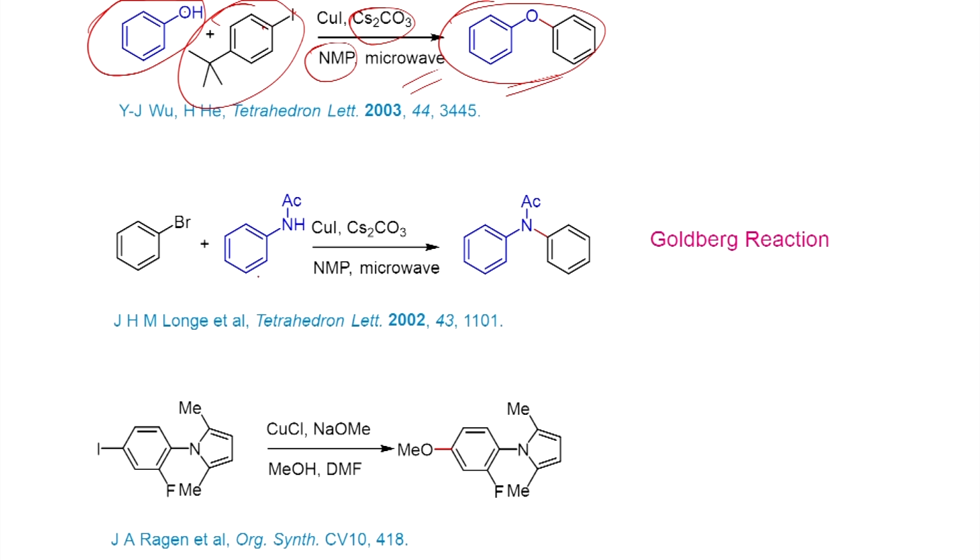The next example involves the coupling of this amide N-H with this bromobenzene. In this way you will be able to make this amide derivative, which when you do the hydrolysis, you will be able to get the N-aryl amine derivative.